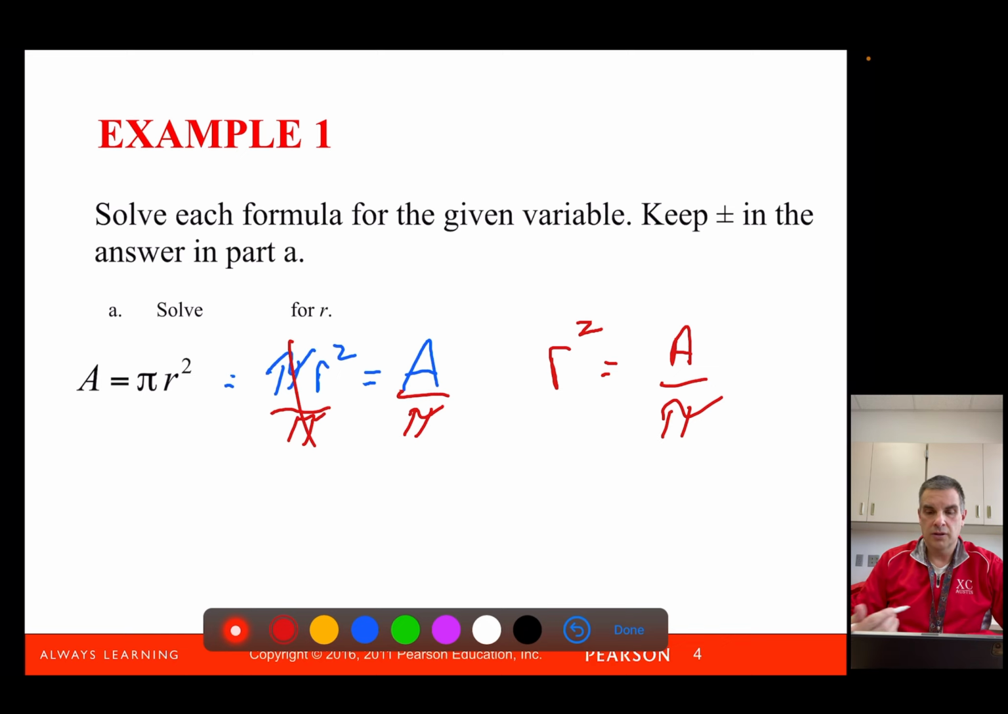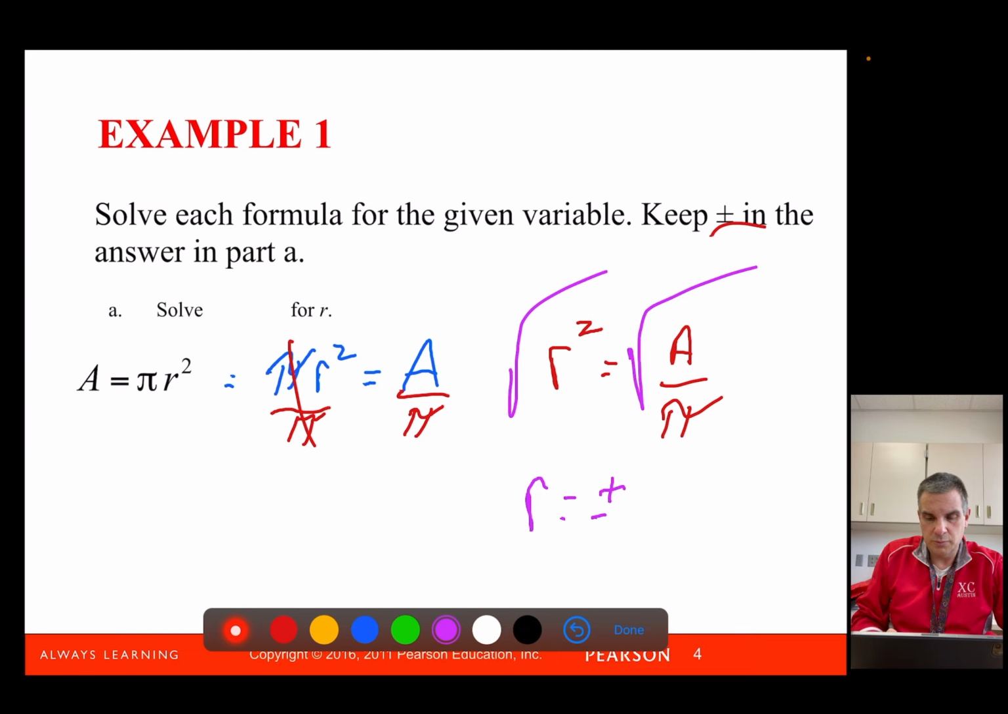So we want to solve for r. We've got r squared, and to get rid of squaring, we do square roots. So we do the square root of both sides, which leaves us with r is equal to, and remember earlier in this chapter, when we took square roots, we always put plus or minus. So that's plus or minus the square root of a over pi.